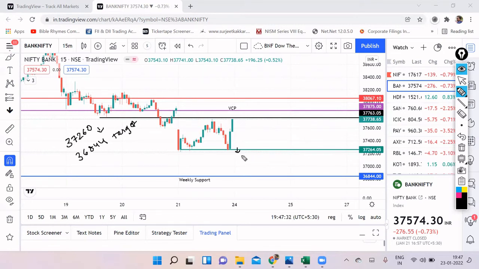So tomorrow, in case we open gap down, there are two possibilities. The first thing that you need to understand is that this is a strong support.